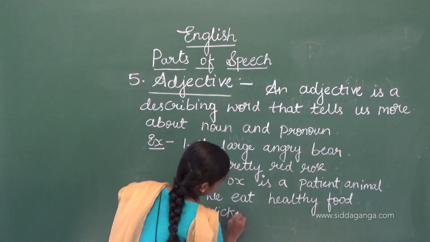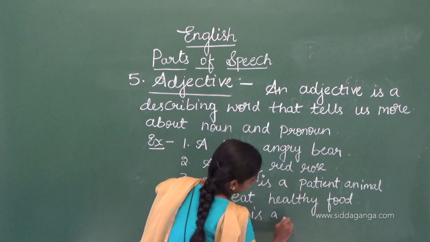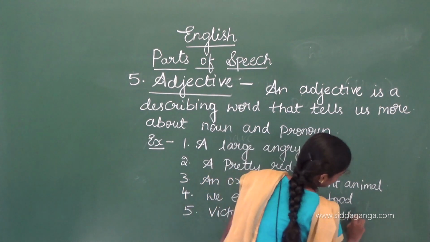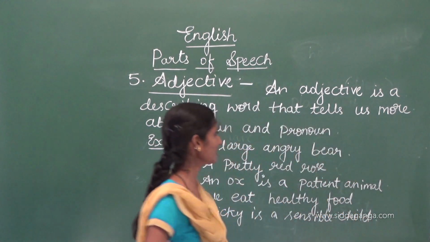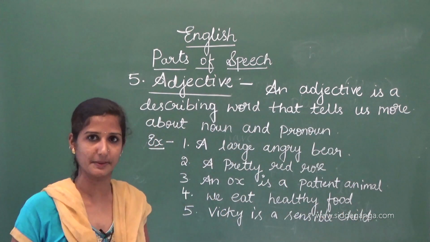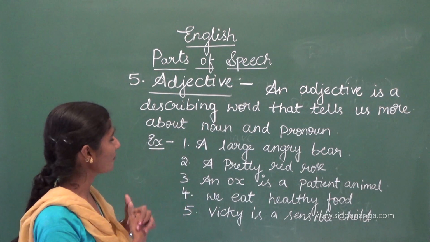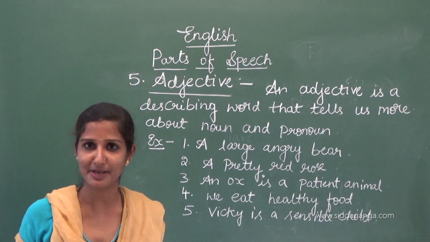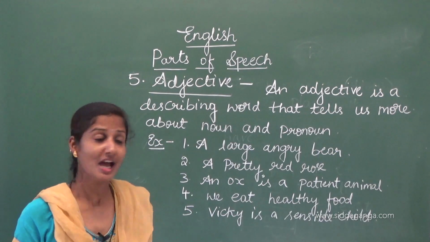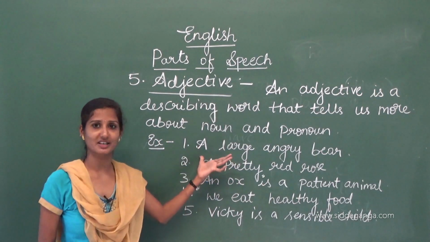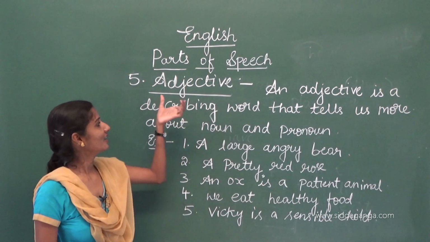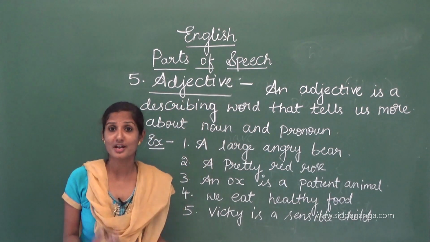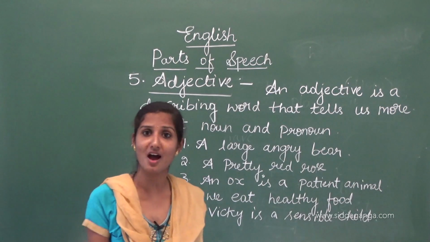Vicky is a sensible child. So here I have written some examples. First of all, I will go over the definition. Adjective means it is a describing word. What does it describe? It describes the subject. It describes noun and pronoun. It tells us more about noun and pronoun, how they are.